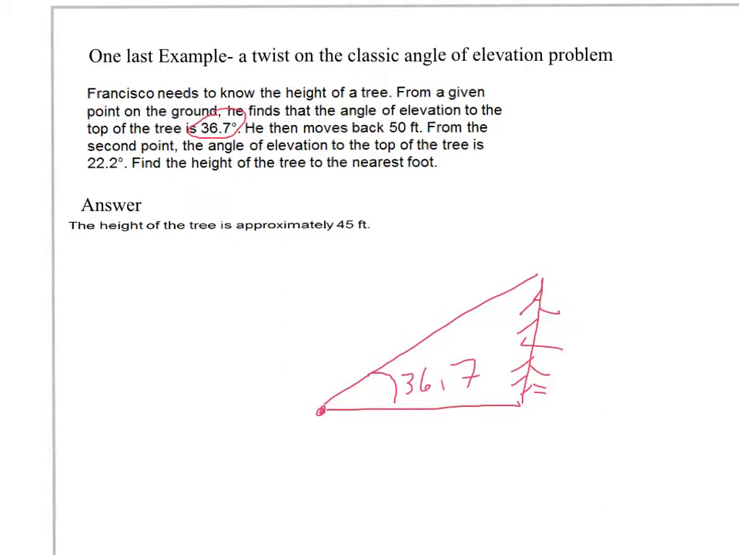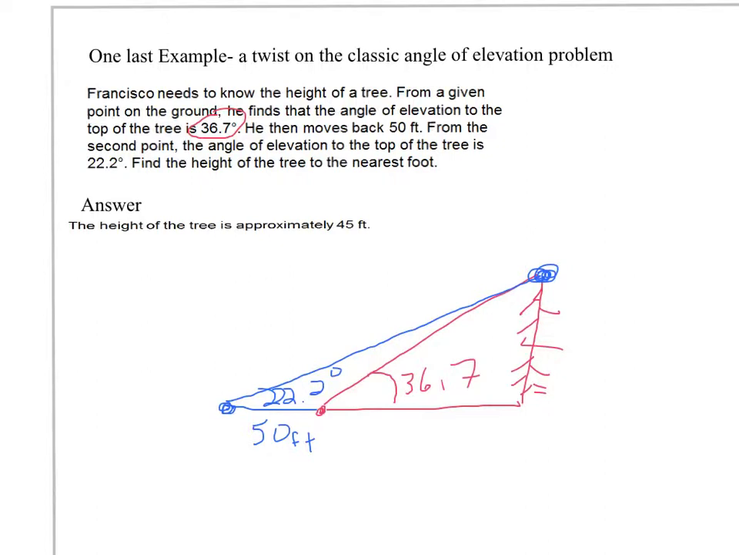He then moves back 50 feet. So I'm just going to write, okay, now he moves back another 50 feet. And from the second point, from this point here, the angle of elevation to the top of the tree, there's the top of the tree, is 22.2. It makes sense that it's smaller visually. Find the height of the tree to the nearest foot.